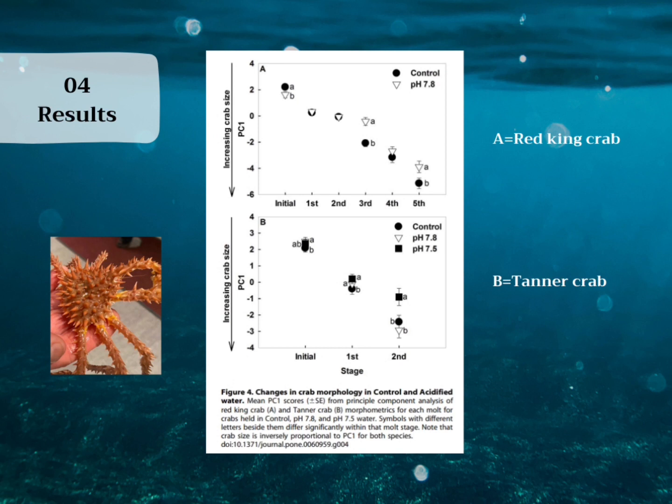Note that crab size is inversely proportional to PC1 for both species. We conclude that PC1 in the treatment is different, and crabs held at a pH of 7.8 tend to be larger than those in control tanks. This can be seen from the average PC1. Next, PC2 was significantly different between treatments and has a positive relationship with pH 7.8 and pH 7.5, and the shelled distance has a direct effect on increasing the size of crab.